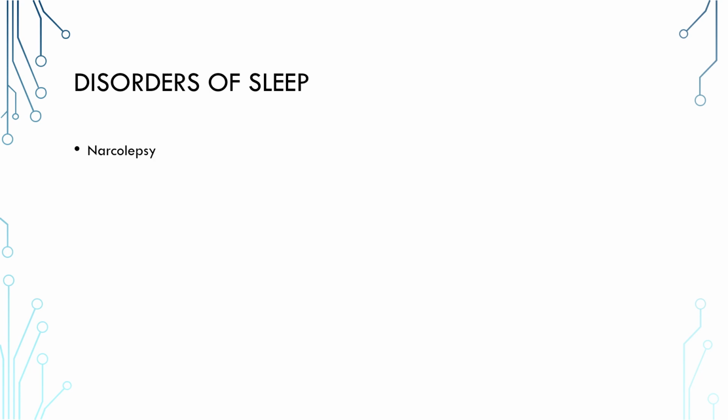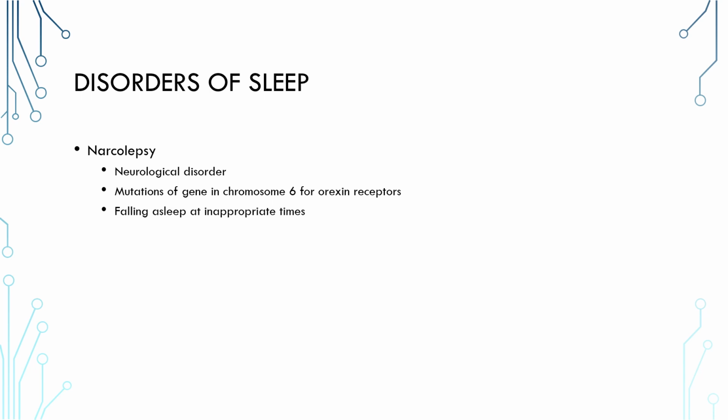Next, we have narcolepsy, which is one that I mentioned earlier. This is a neurological disorder, and it's related to or correlated with the degeneration of the orexin neurotransmitter that I mentioned earlier. It seems as though this is related to mutations of a gene in chromosome 6. And again, this chromosome is for orexin receptors.